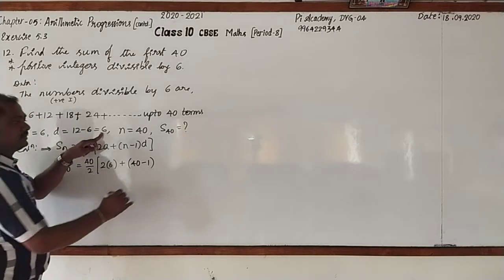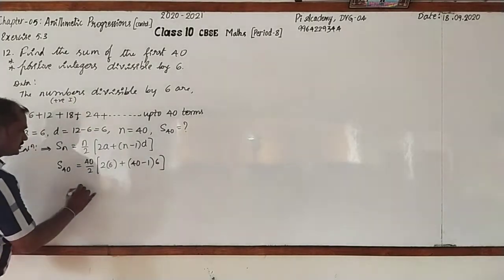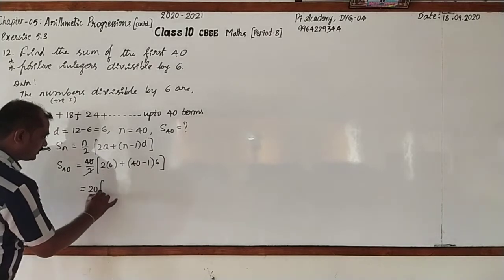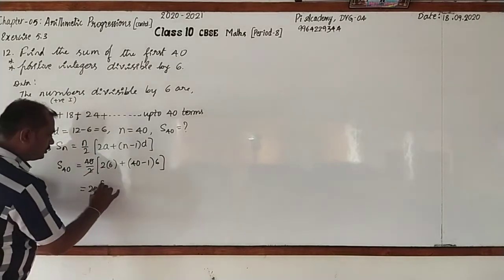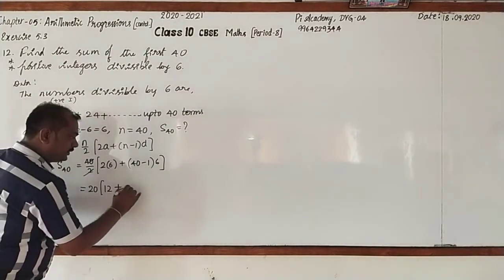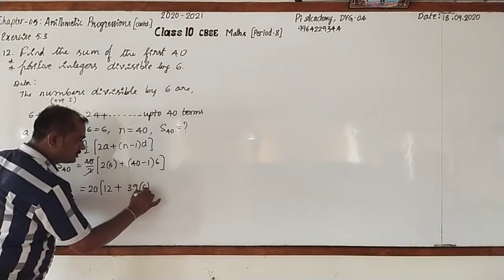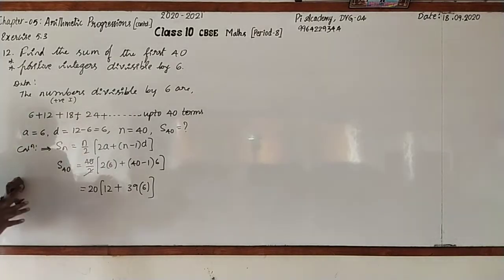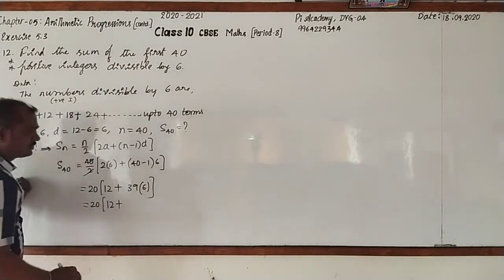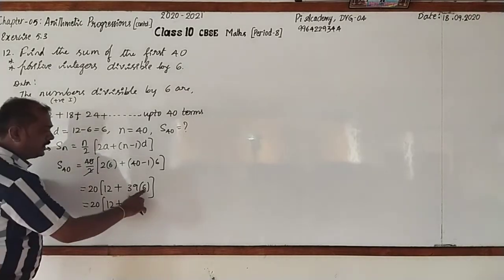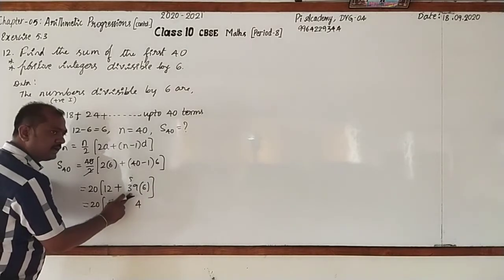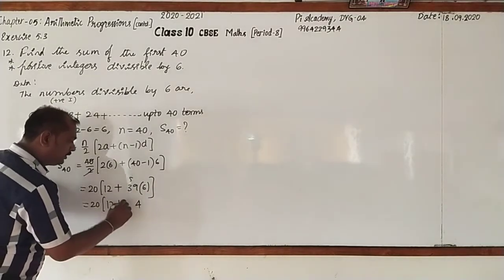Common difference is 6. Which is equal to, you can cancel it. 2 1s are 2, 20s are. It is 2 6s are 12 plus 40 minus 1. It is 39 into 6. Here it is equal to 20 into 12 plus multiply 39 and 6. 6 9s are 54, 5. 6 3s are 18 plus 5, 23.